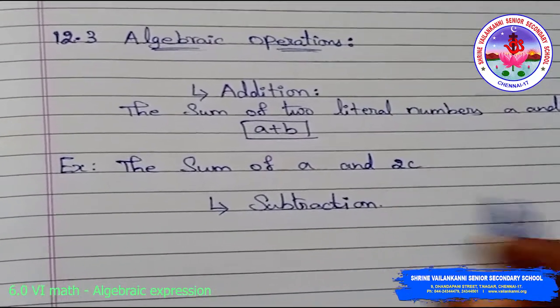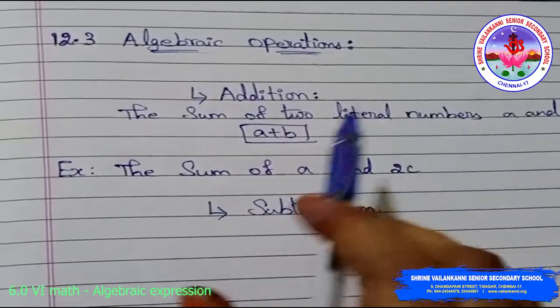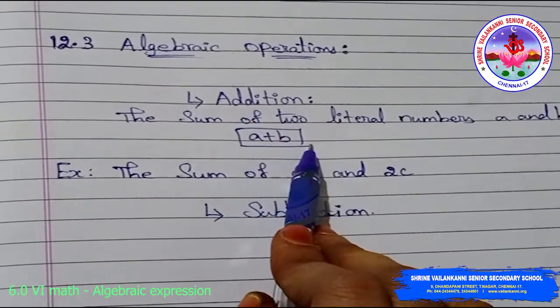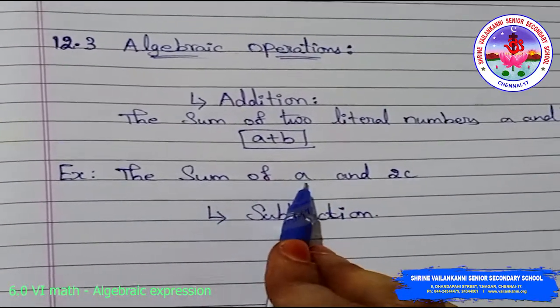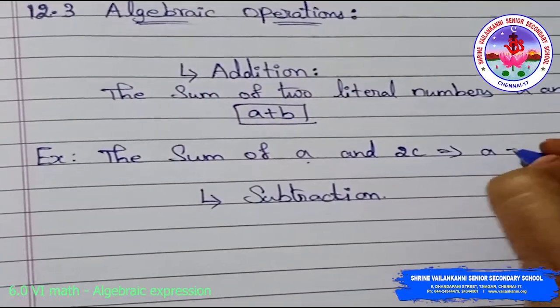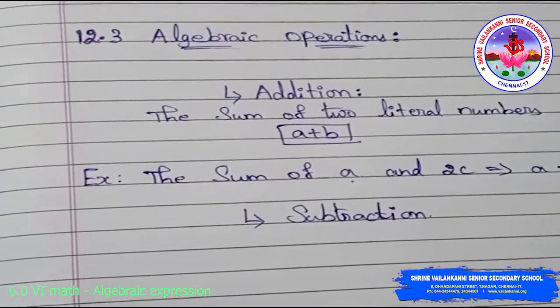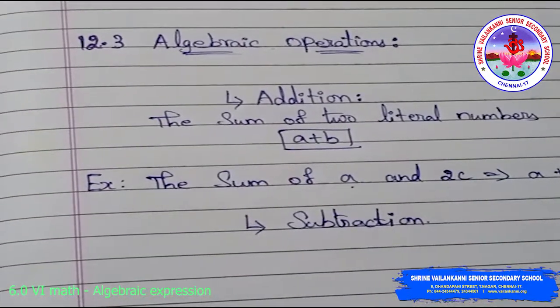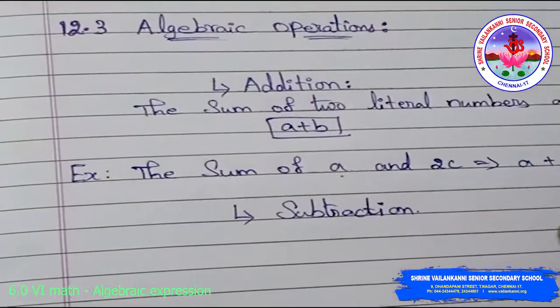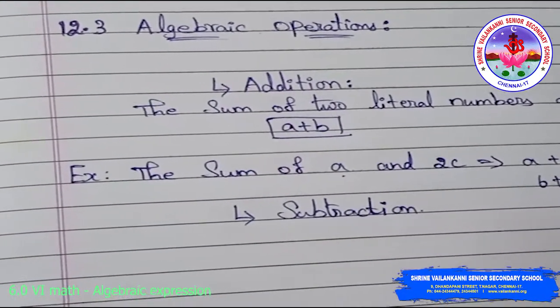The next topic is algebraic operations. The first operation is addition. The sum of two literal numbers a and b is written as a plus b. For example, the sum of a and 2c is written as a plus 2c. The sum of constant 6 and x is written as 6 plus x, not written as 6x.